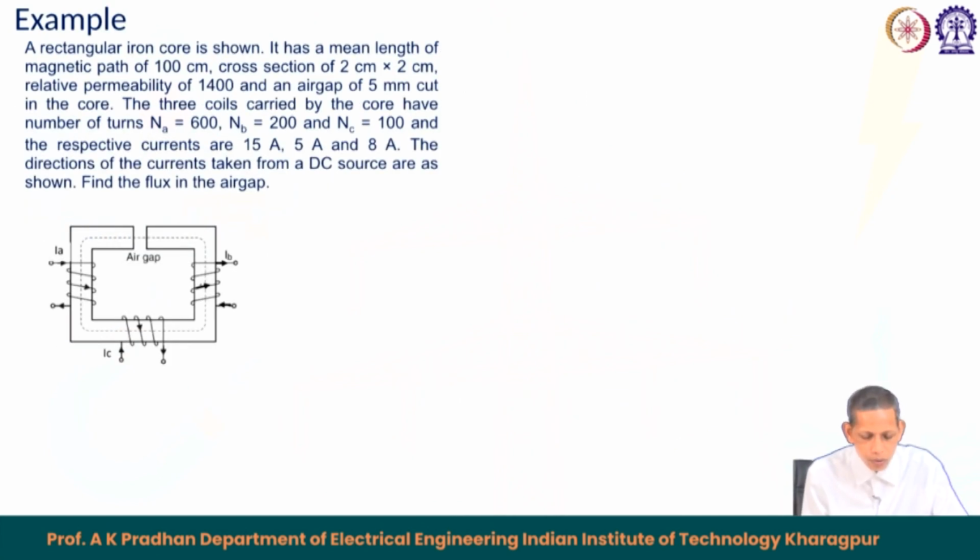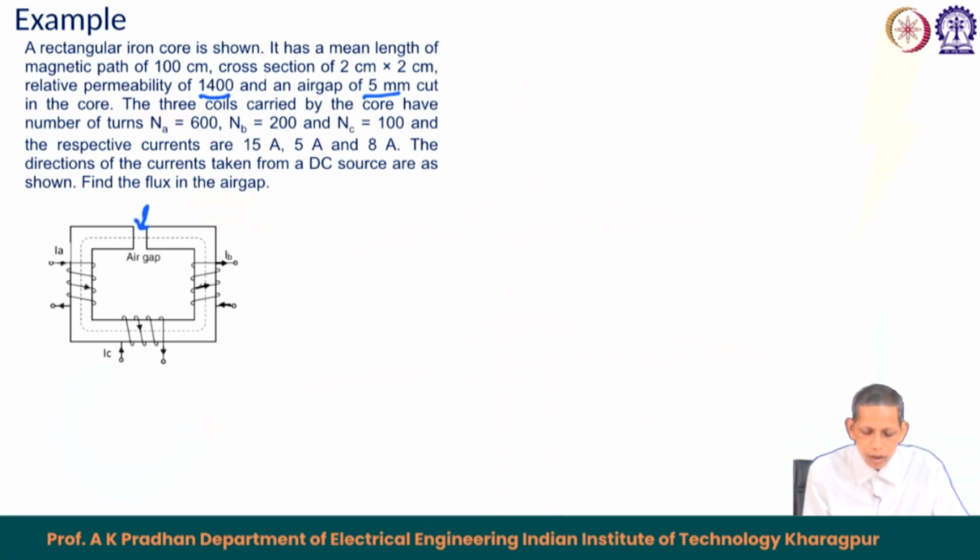Now, the next example is on a rectangular iron core. It has a mean length of magnetic path of 100 centimeter, cross sectional area of 2 cross 2 centimeter, relative permeability mu r of 1400, and an air gap of 5 mm is there, air gap 5 mm here.